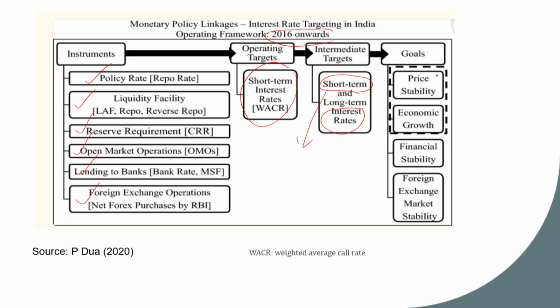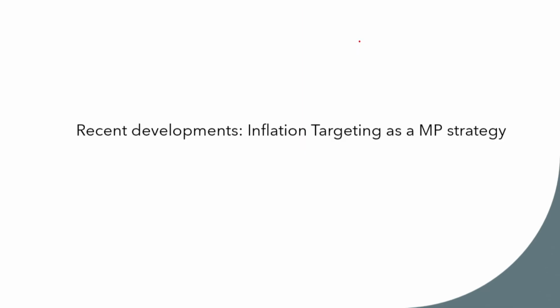Then the ultimate targets remain the same: price stability, economic growth, financial stability, and foreign exchange market stability. So you can see how monetary policies have been evolving over time. Even the instruments have changed, and even the intermediate targets have changed. So let's now review some recent developments.